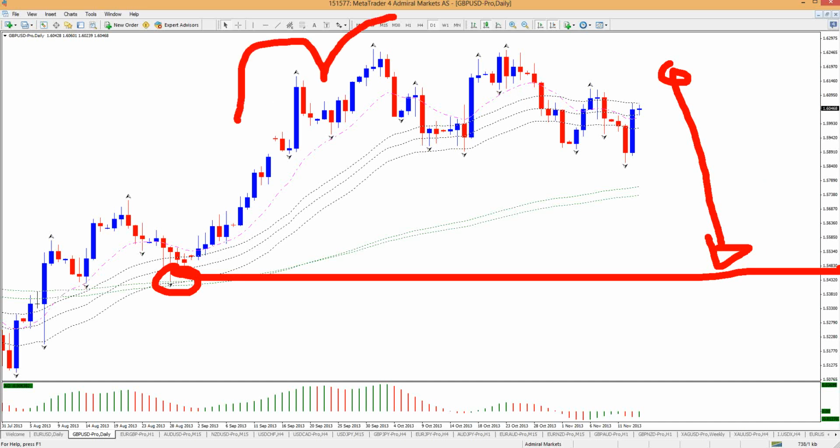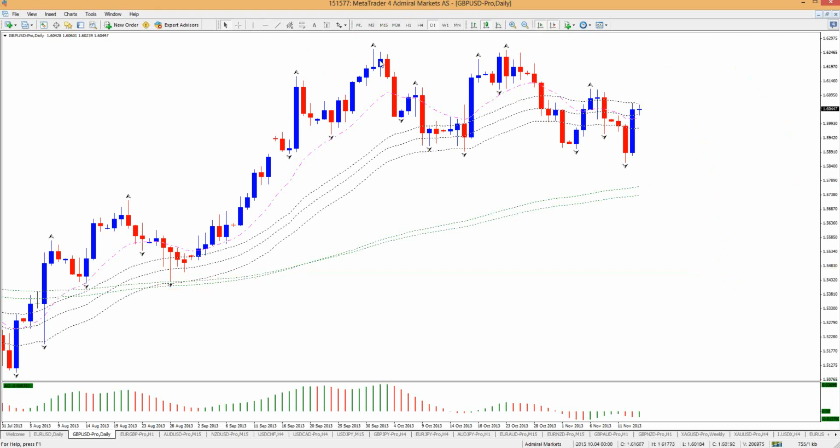Maybe like a head and shoulders here. Well, in any case, we would need to break probably below this line for that confirmation.